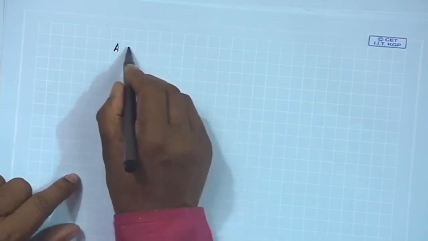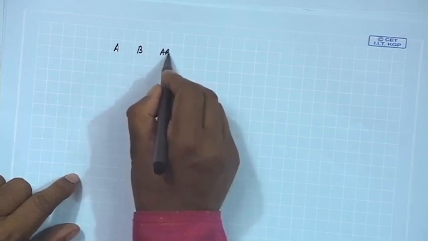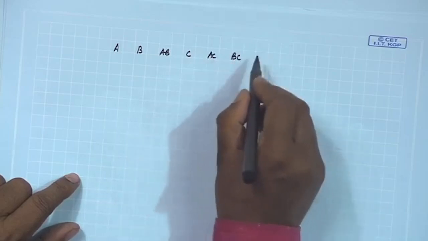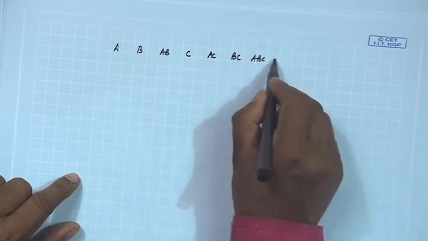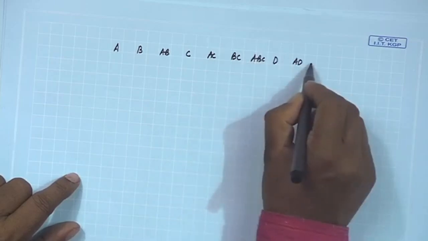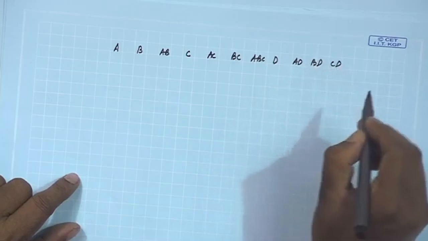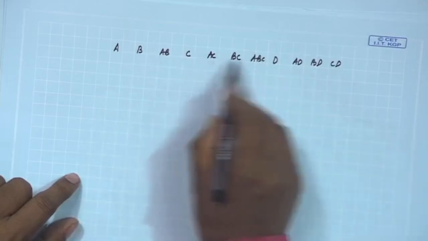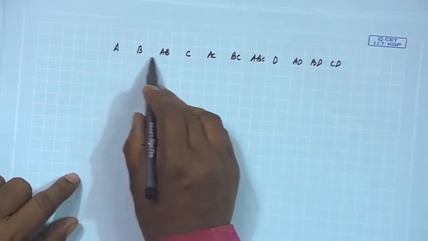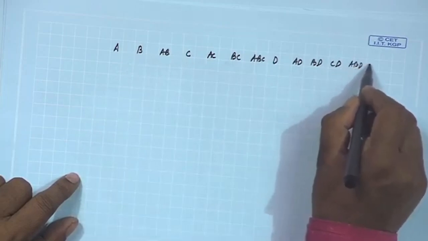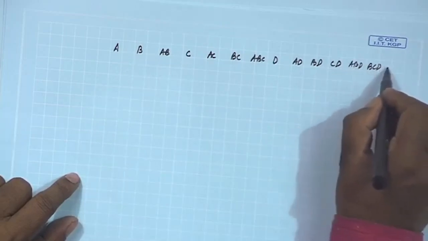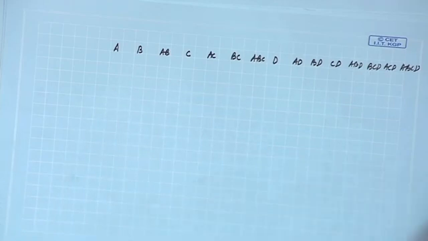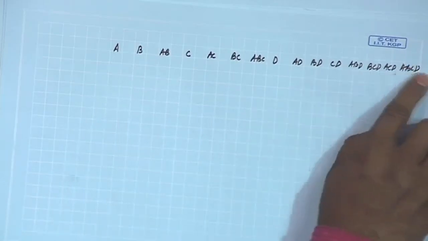So, you have A, then you have B, then you find AB. You write C, then you find AC, you find BC, then you find ABC, then you put D, you find AD, you find BD, you find CD, then ABC. Similarly, you will get ABD, BCD, ACD, ABCD, like this. So, that is what is written here. If I am missing something, you can fill it in.